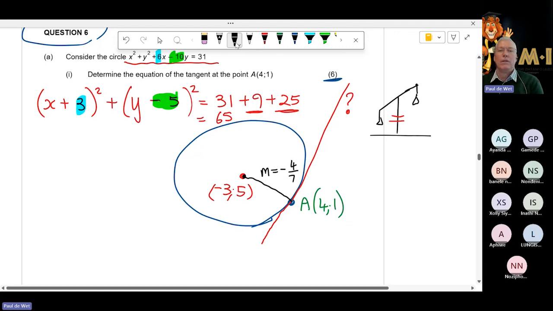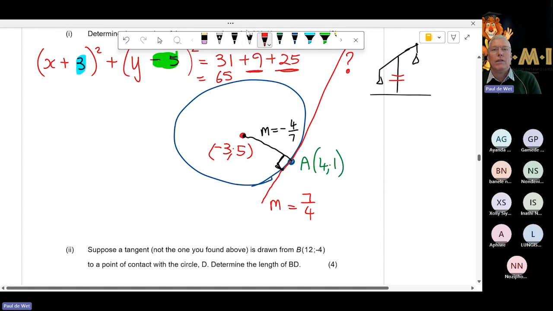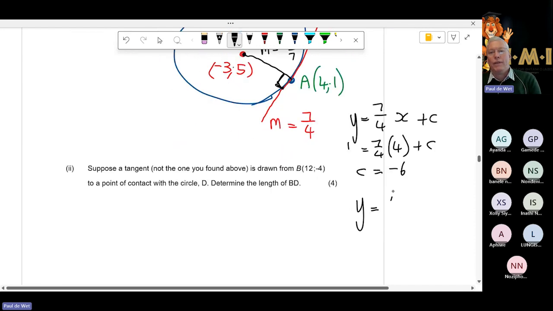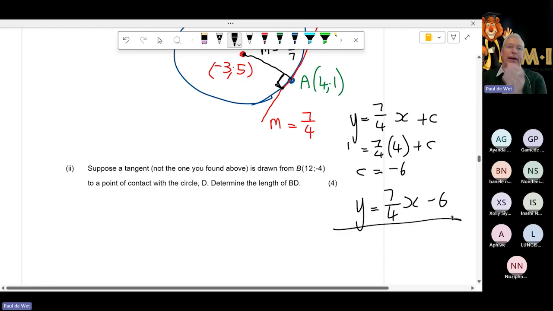Okay, then what did you do? Because I know that the radius is perpendicular to the tangent, it means that the gradient of the radius times the gradient of the tangent equals -1. Okay, well done. Then the gradient of the tangent is 7/4. Well done. And then? And then y is equal to 7/4x plus c, and then I substituted point A. 1 is equal to 7/4 times 4 plus c, and c is -6. Well done. And then final answer, y equals 7/4x minus 6. Halala.